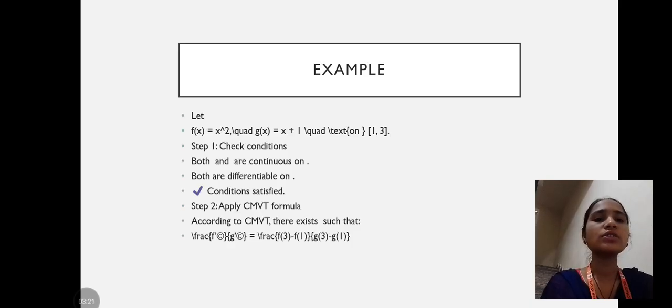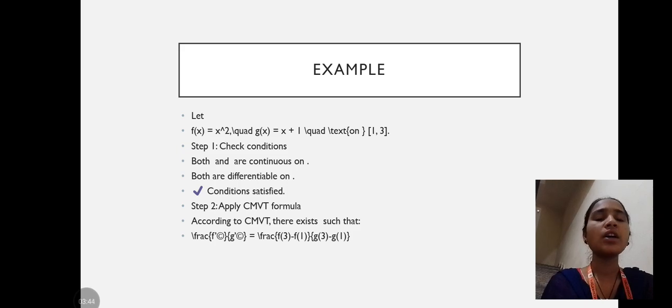squared, g(x) = x + 1. The conditions for Cauchy mean value theorem: the first step is checking conditions. Both the functions are continuous on the closed interval [1, 3] and both the functions are differentiable on the open interval (1, 3). If the conditions are satisfied, then go to step 2.